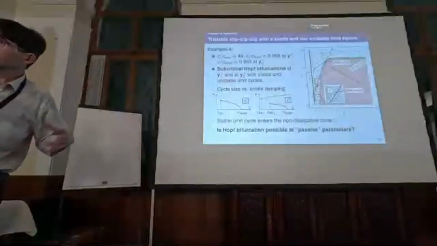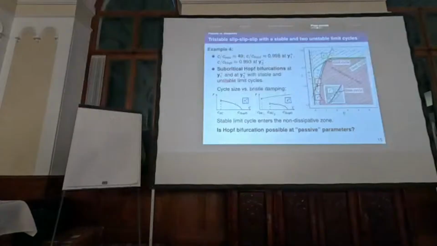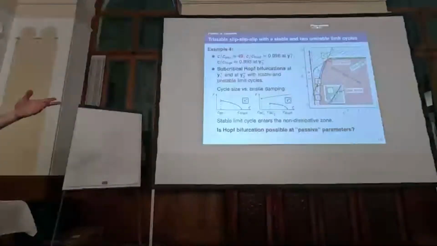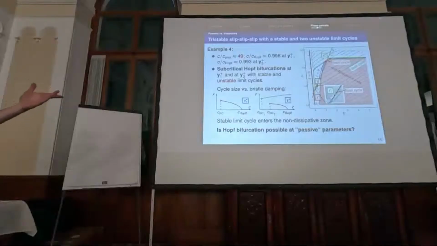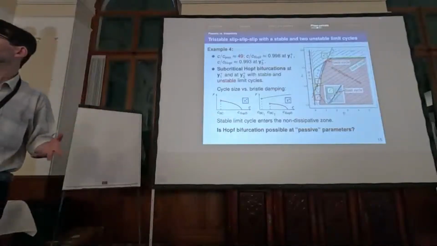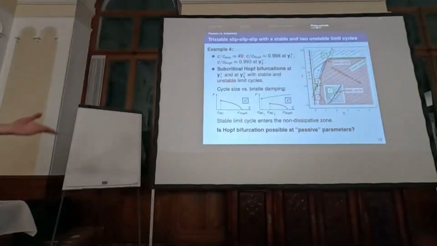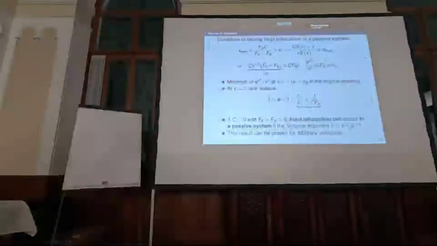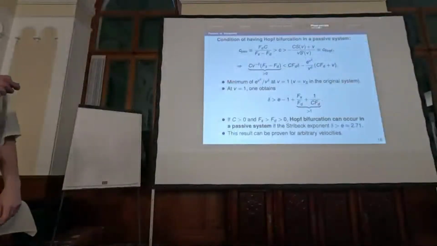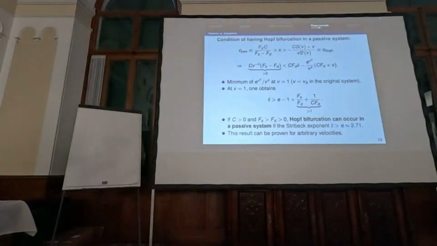In the examples that I showed you, the system was non-passive, and there were Hopf bifurcations. So the question arises, is Hopf bifurcation possible at all if we are at passive parameters? So we wanted to check it, and basically we are searching for a Bristol damping that is below the passivity limit, but above the Hopf bifurcation limit, which can be expressed with the Strzebek characteristic.